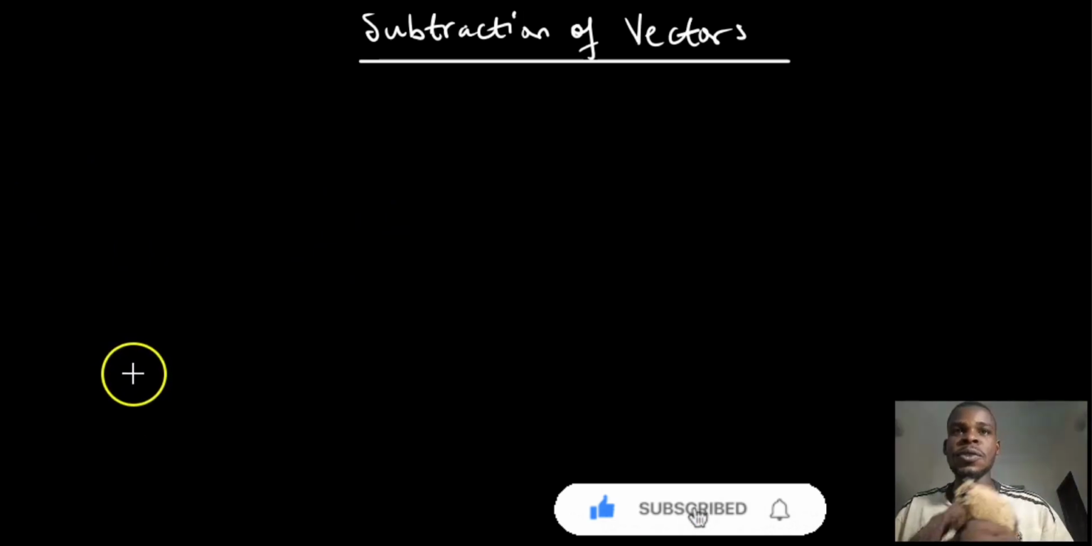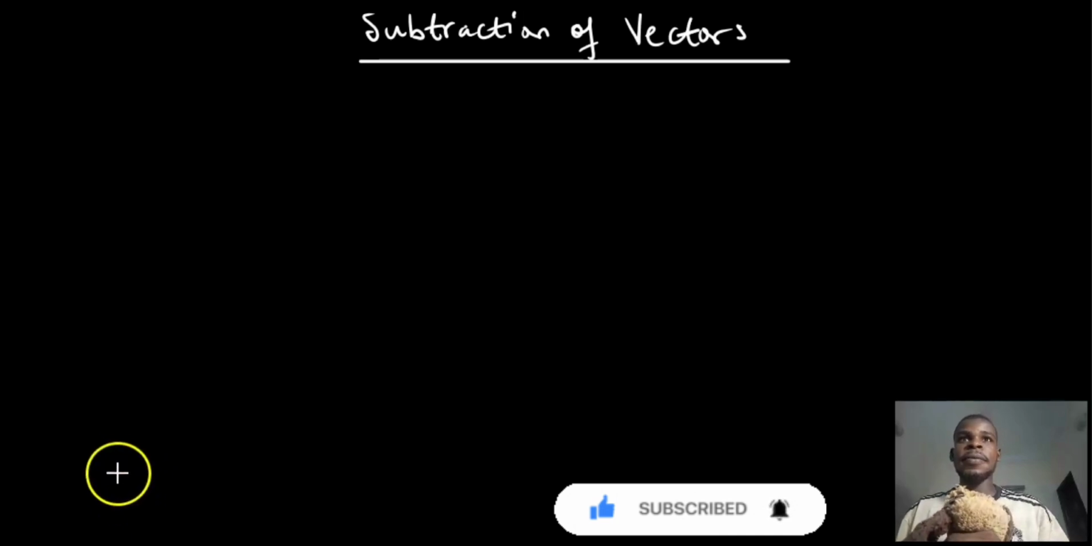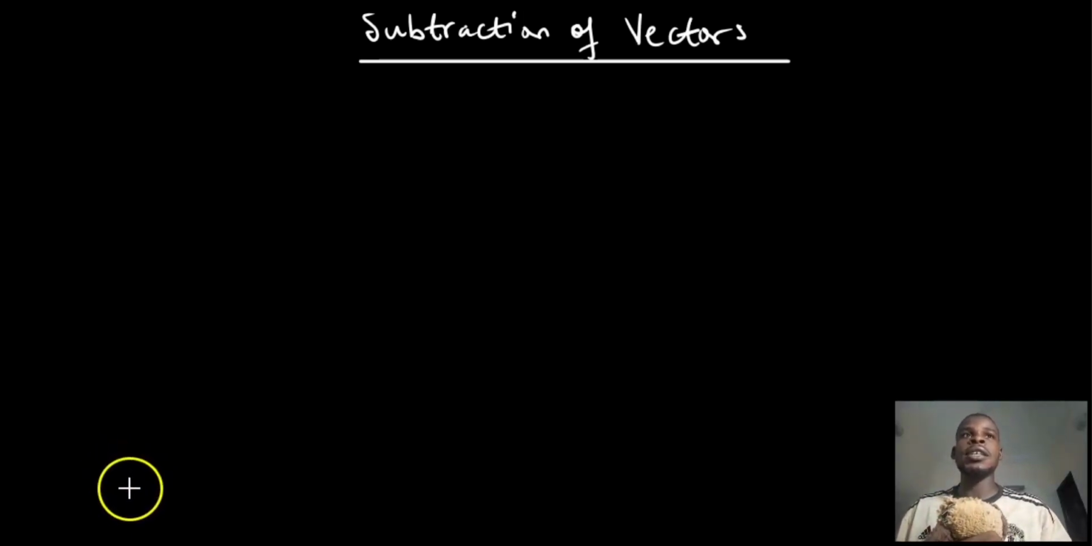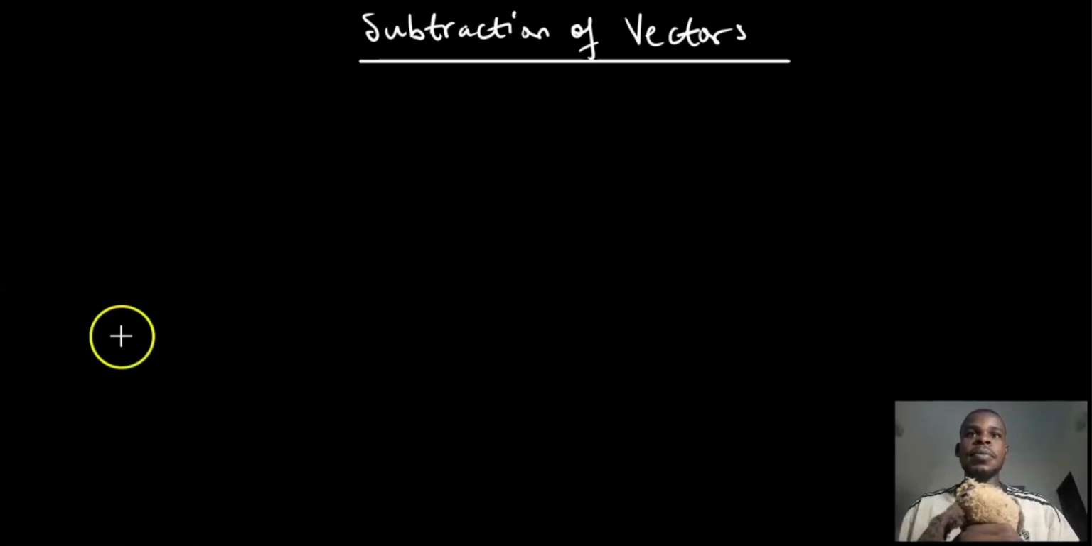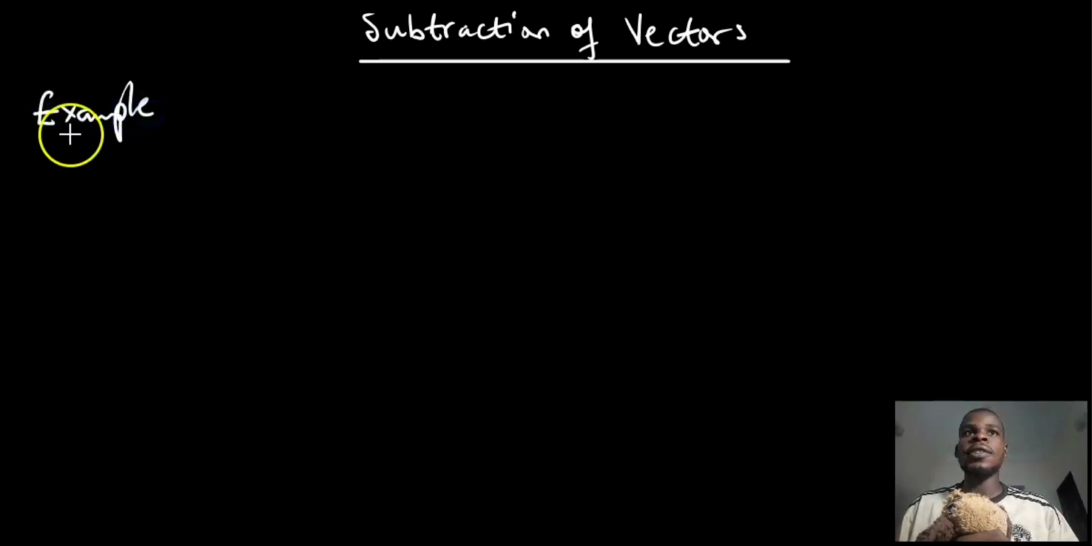Subtraction of vectors. In our previous videos, one of them we dealt with addition of vectors, and after that we dealt with the multiplication of a vector by a scalar, so we are now ready to look at subtraction of vectors. I would like to start off with a simple example just to get us motivated. In short, it's actually very simple. I just choose to start with an example in this case.